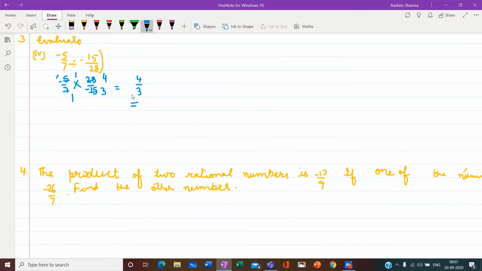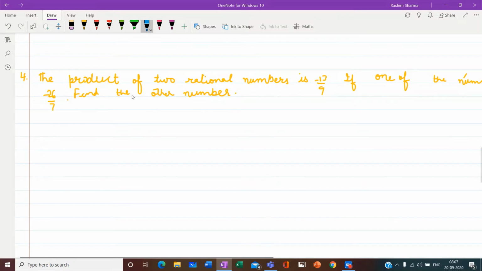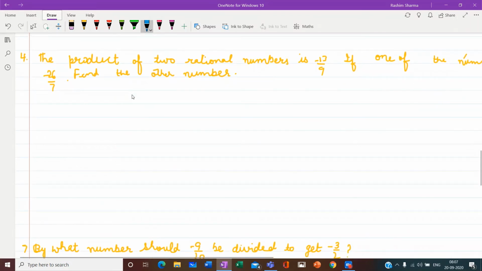Next is: the product of two rational numbers is minus 13 on 9. If one of the numbers is minus 26 on 7, find the other number. So now this is the product of two rational numbers. So we will write here product is equal to minus 13 on 9. One number is given. So we will write here given number is equal to minus 26 on 7.